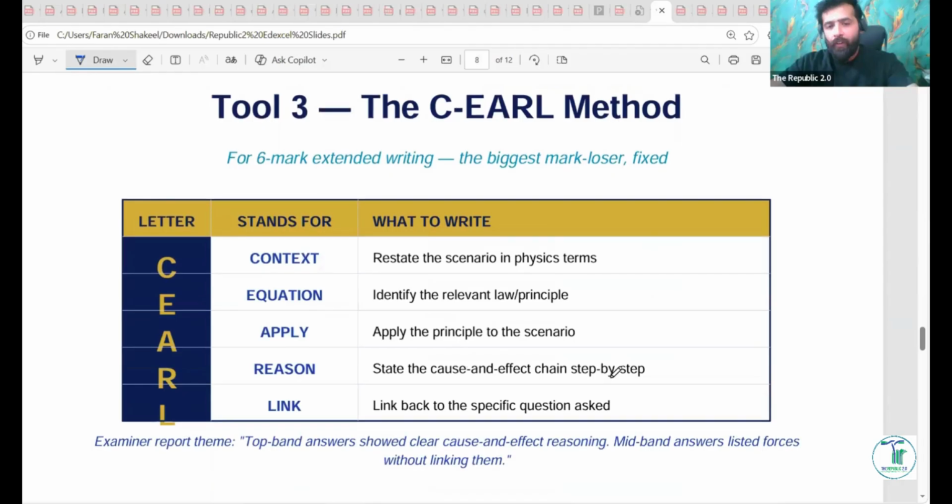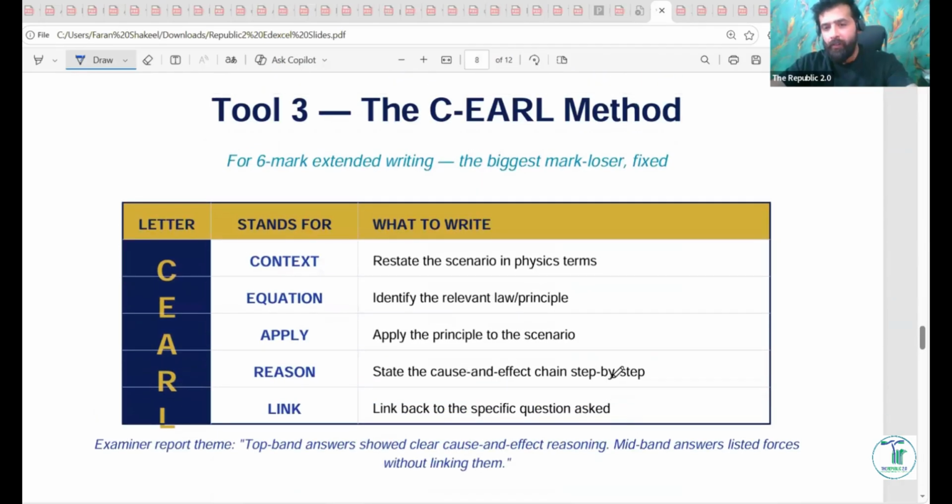Okay, now we've got this sort of thing: the CEARL method for 6 mark extended writing, the biggest mark loser. How do we structure our question? We've got the CEARL method, C for context. What do we mean by the context whenever a 6 marker question is given?